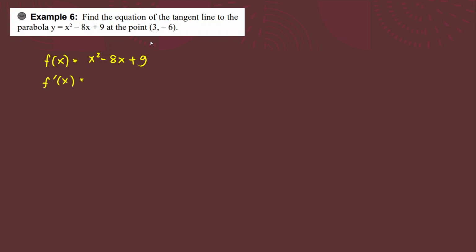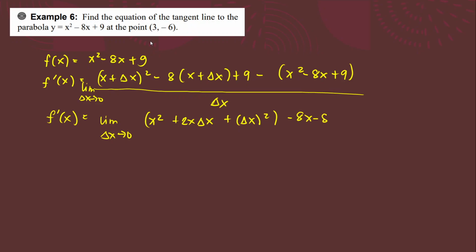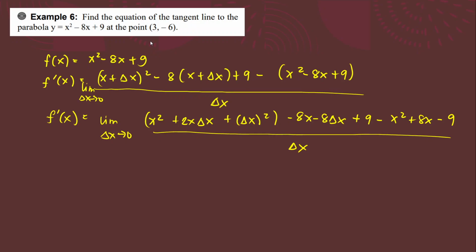F prime x is equals to x plus delta x squared minus 8 times x plus delta x plus 9 minus the function itself, x squared minus 8x plus 9, all over delta x. Okay, so f prime x, this is the limit when delta x approaches 0. Simplify natin. Ito ay magiging x squared plus 2x delta x plus delta x squared minus 8x minus 8 delta x plus 9 minus x squared plus 8x minus 9 all over delta x. Okay? Tingnan natin kung ano yung magka-cancel.